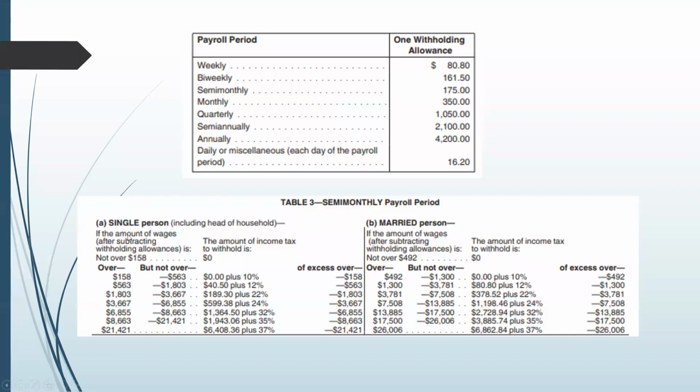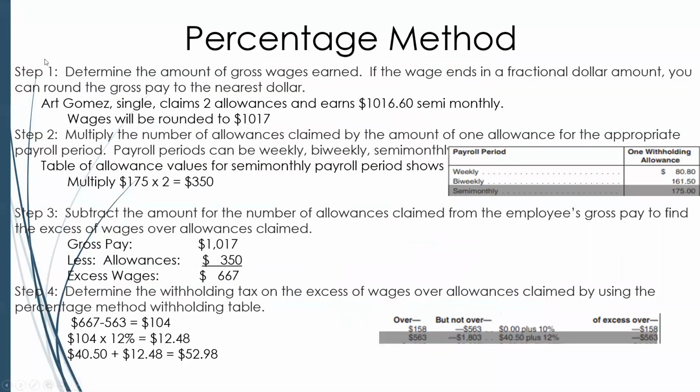It walks through what you need to do, and it can be a little confusing, but that's why we set up that little step-by-step thing we did in Excel last week, and this walks you through the same thing. So let's talk about our process here. It says the first step is to determine the amount of gross wages earned, and if the wages end in a fractional dollar amount, round the pay to the nearest dollar.